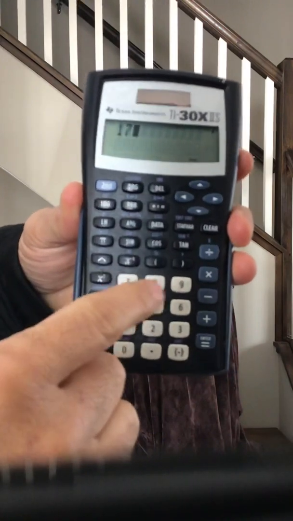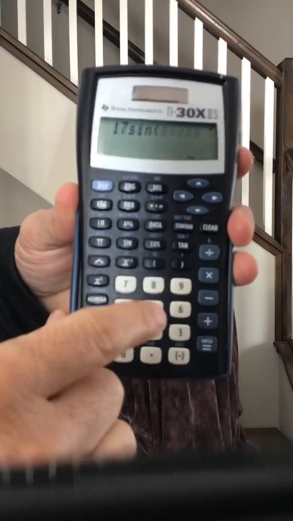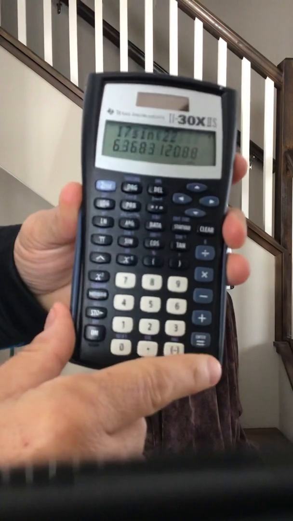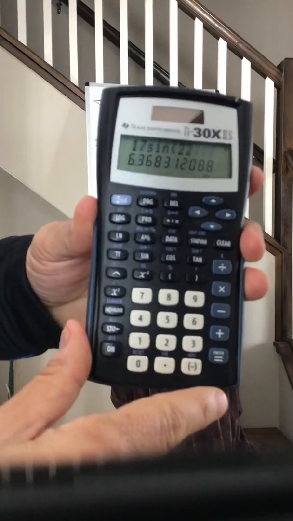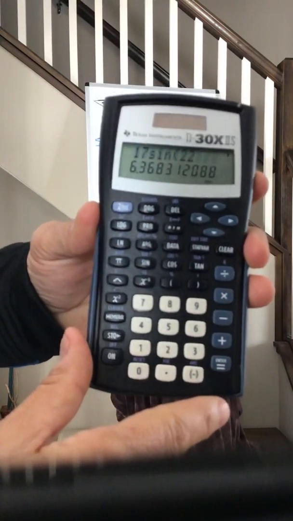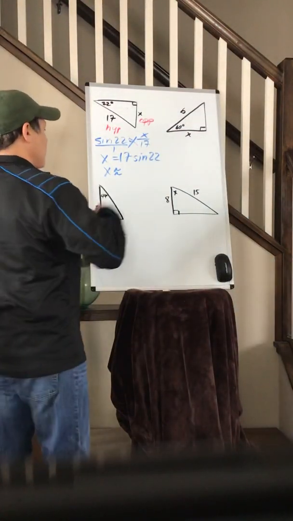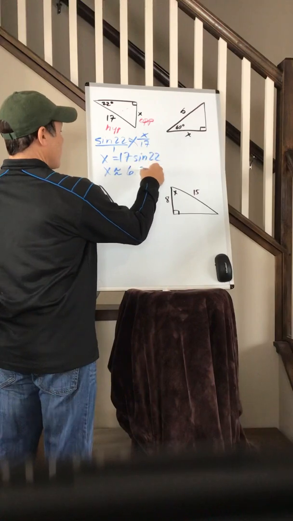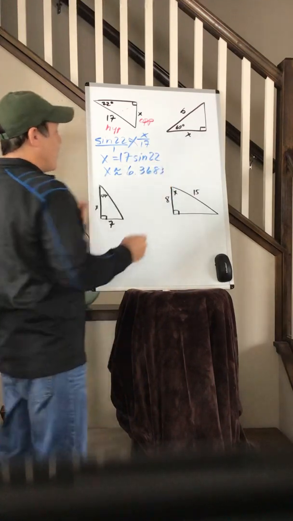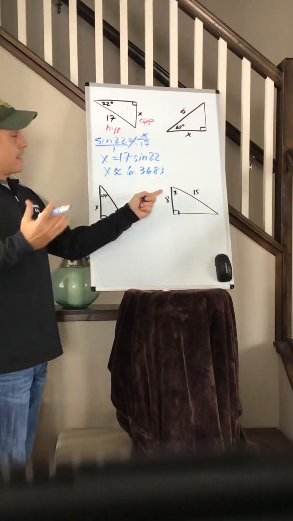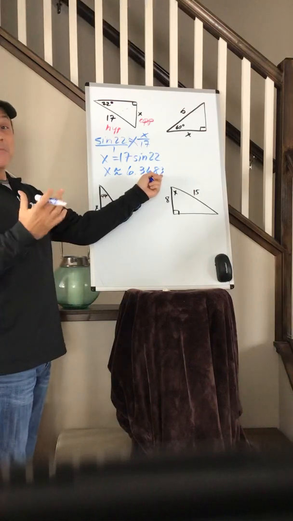17 sine 22 equals, what are we looking at? 6.3683. Why am I going to the 10,000s? Because that's what I grew up with. They punished me, I'm going to punish you.